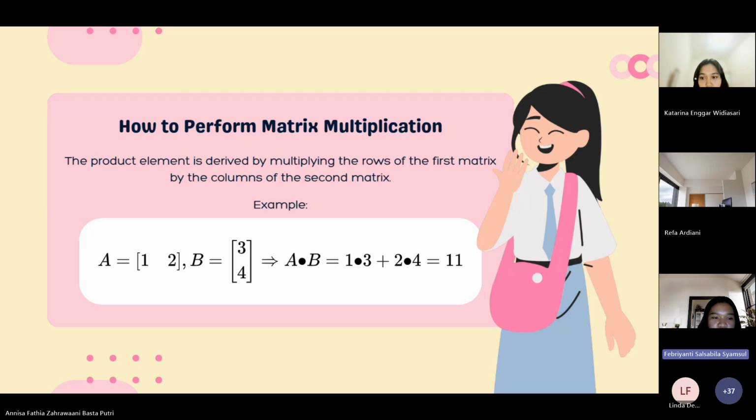To multiply two matrices, we multiply each row of the first matrix by each column of the second matrix and then add the results together. This process is repeated for every position in the resulting matrix.